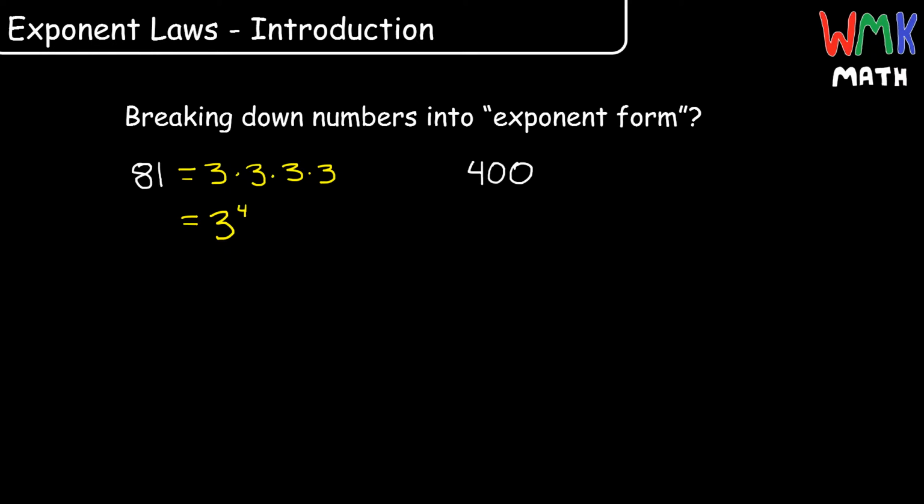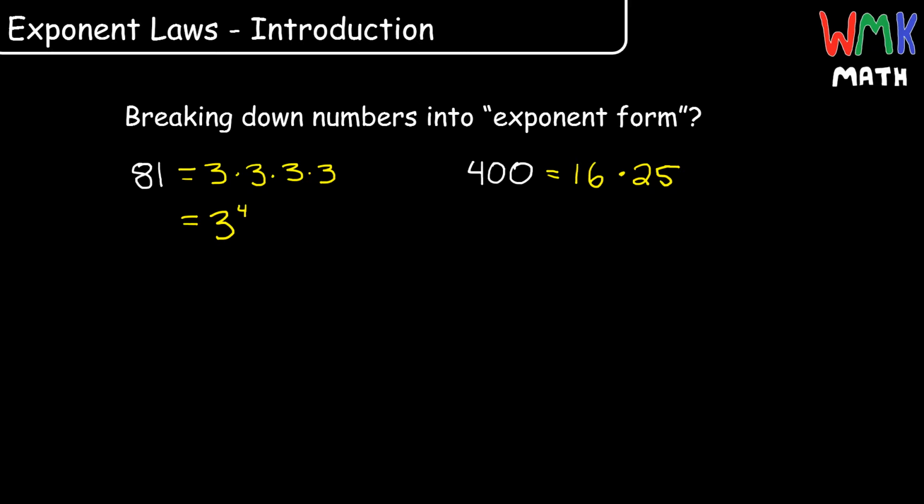Now, let's see 400 as an example. How can we break this down into prime factorization? Well, 400 is actually equal to 16 times 25.